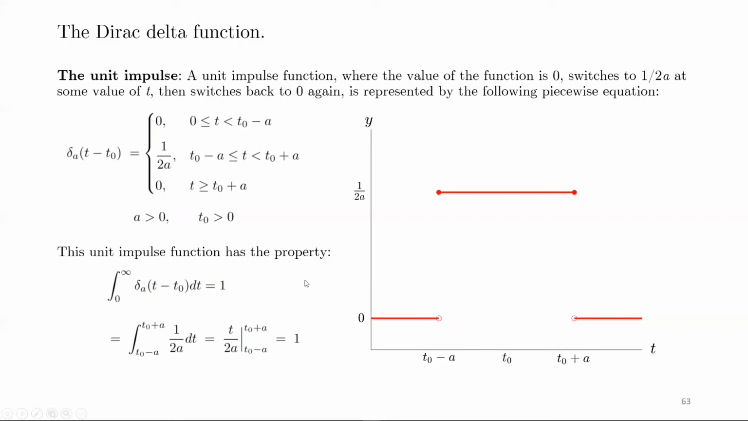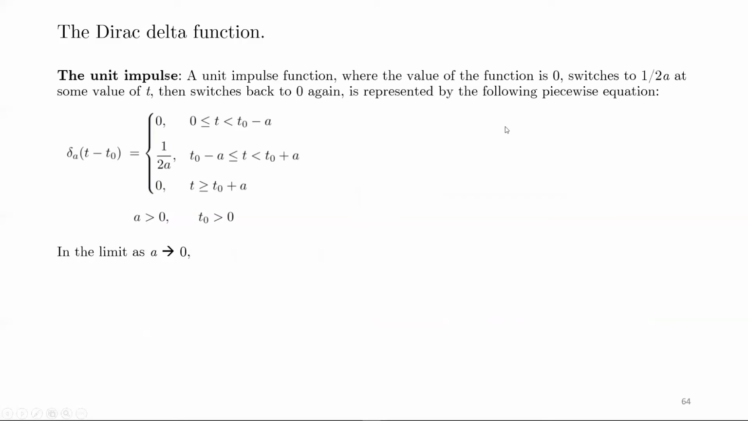But what happens in the limit as a goes to 0? As a goes to 0, this gap becomes smaller and smaller, and the function becomes larger and larger. So in the limit as a goes to 0, we just drop this subscript a and write this delta function here. This delta at t minus t naught is equal to the limit as a goes to 0 of delta a, and we call this the Dirac delta function.